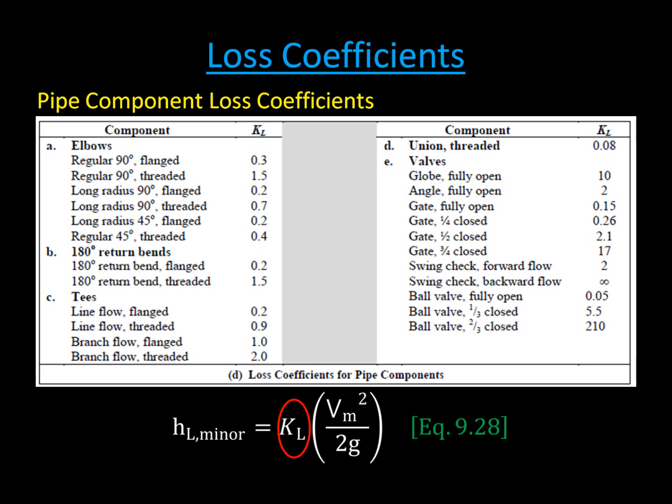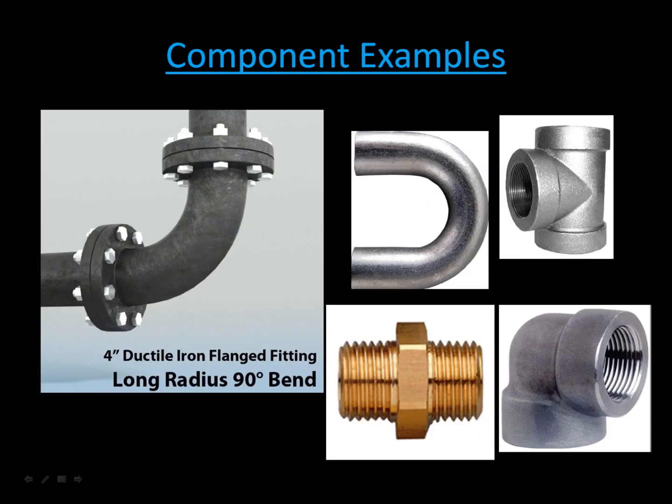And I'm going to show you some pictures because it's very easy to look at this diagram and say, okay, it says long radius in my book or in the problem, let me just plug this number in, but I want to add some realism to this. So we're going to go over some of these things. So we got elbows, 180-degree return bends, T's, unions, and then valves. Let's go over a couple of those. So here's a bunch of component examples. In fact, every kind of combination is contained herein.